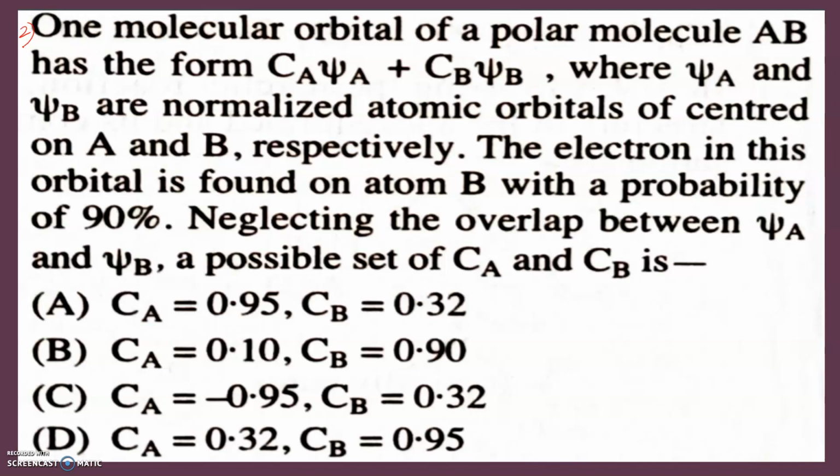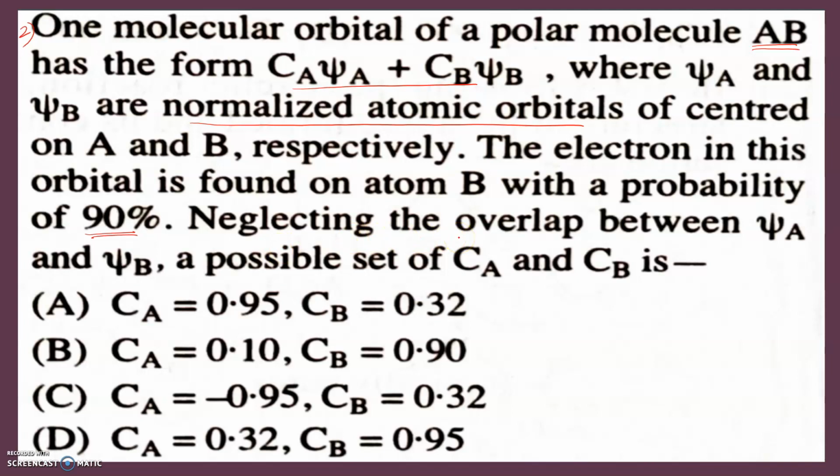One molecular orbital of a polar molecule AB has the form Ca into psi A plus Cb into psi B. Some polar molecule AB is there. For this the wave function is given, where psi A and psi B are normalized atomic orbitals centered on A and B respectively. Then the electron in this orbital is found on atom B with a probability of 90%. So what does that mean?